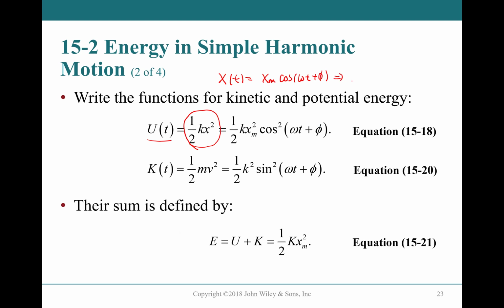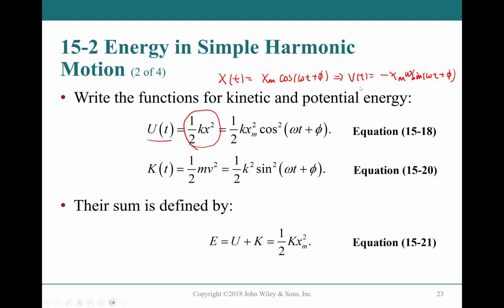And then what is your velocity? Taking the derivative, we can write it this way. Taking the derivative of this, you get negative xm omega sine(omega t plus phi), okay? So this is that. And if you want to calculate potential energy, you use 1/2 kx squared. So you square this value, and you get this.